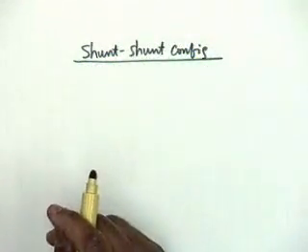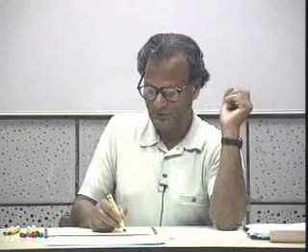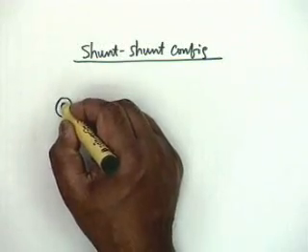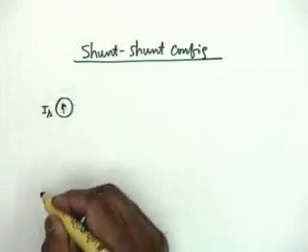In shunt-shunt configuration, what should be your source? What should be your basic amplifier? Shunt-shunt. Basic amplifier should have an input of current, and the output? Output is also a current. No, it is shunt, voltage. So it should be a current to voltage amplifier, and therefore we choose the input source as a current source.